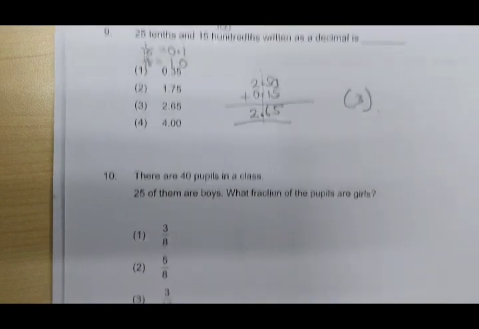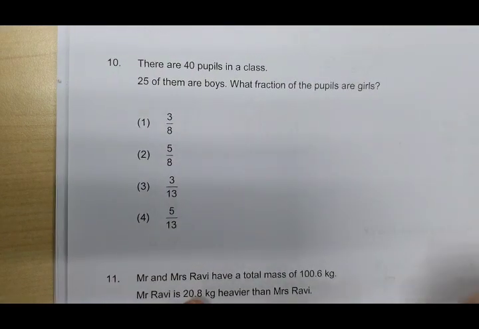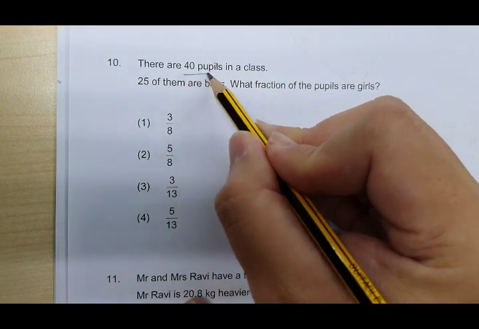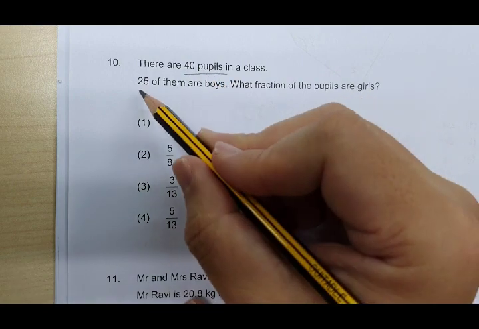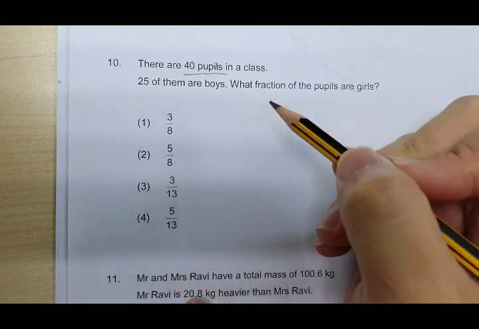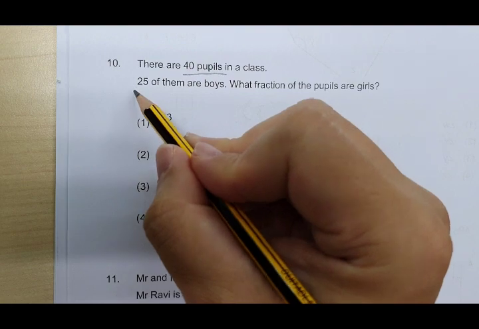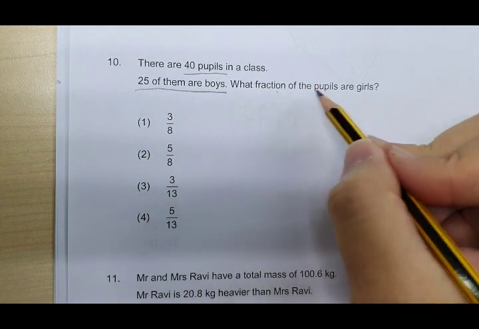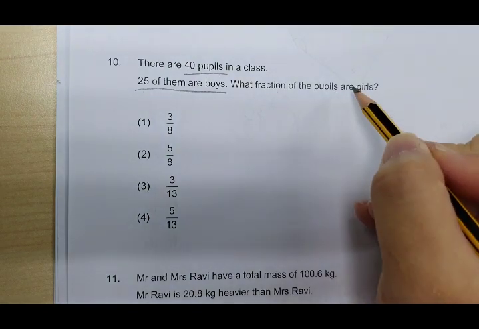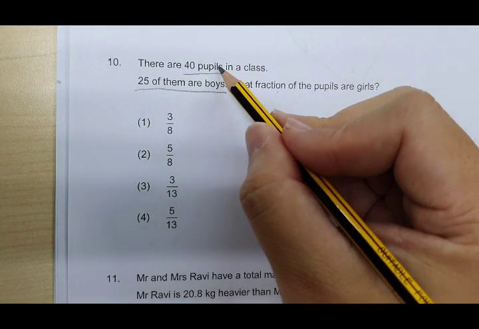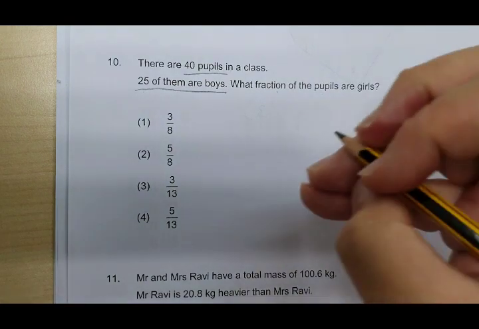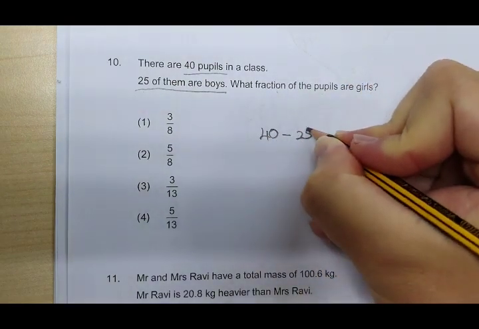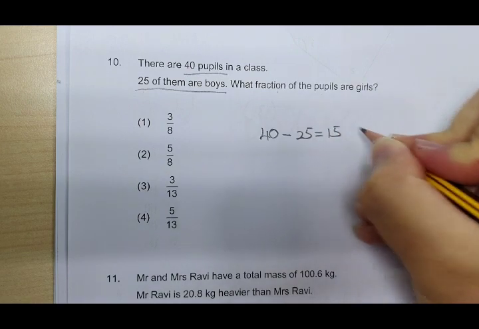Okay, let's go to number 10. There are 40 pupils in a class. Let's underline this. This will be useful later. 25 of them are boys. What fraction of the pupils are girls? So we are told that there are 40 and there are 25 boys. So first, let's find the number of girls. 40 take away 25, and I get 15 girls.